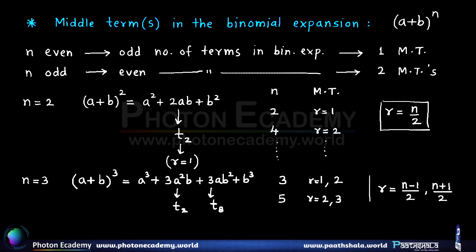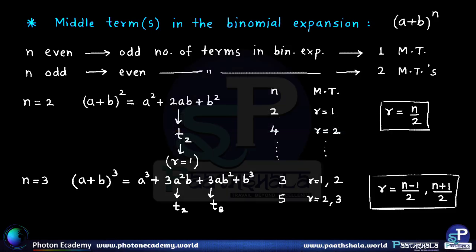So for either of these two values, we will get the corresponding terms as the terms which come in the center. And we already know the formula of finding out any general term in terms of T r plus 1. So using that formula we can find out the required middle terms.